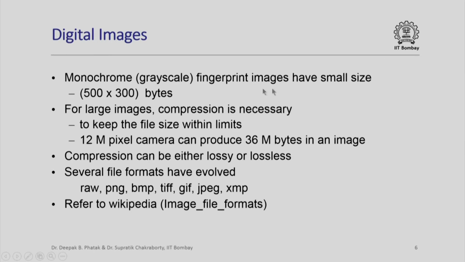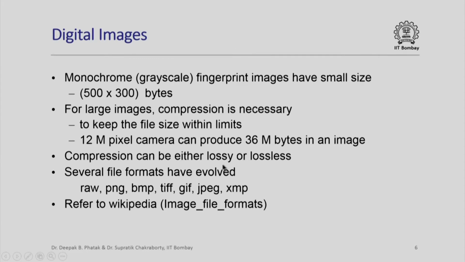Fingerprint images typically are monochrome or grayscale images and have small size, 500 into 300 bytes, but for large images we need to compress them. There are interesting compression techniques which keep the file size limited. Otherwise, remember that a 12 megapixel camera means in a single frame it can capture 12 megapixels. Since each pixel can be 3 bytes in color, a single picture can be 36 megabytes in size. In order to reduce this size without losing the quality, there are compression techniques that have been discovered.